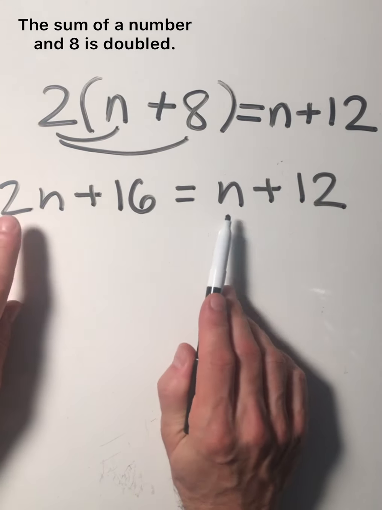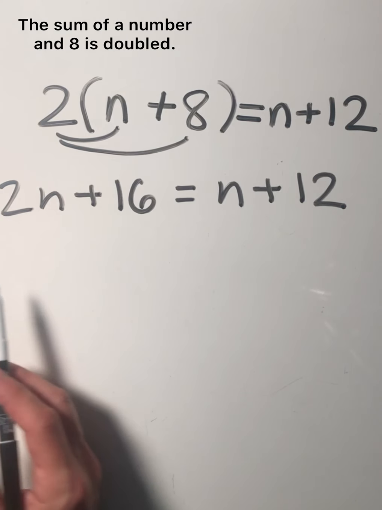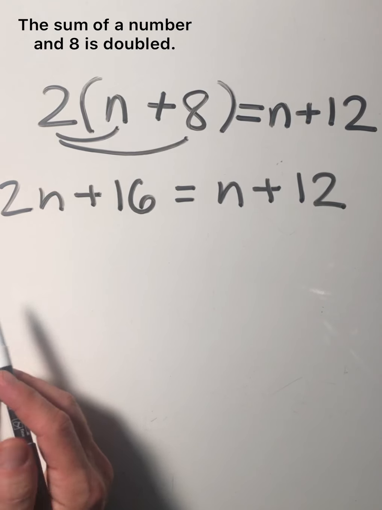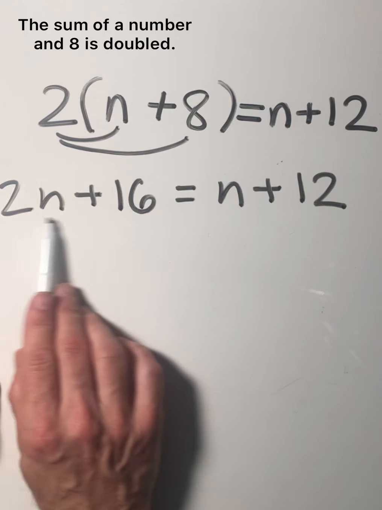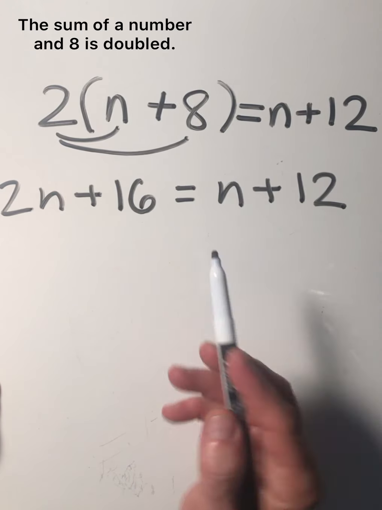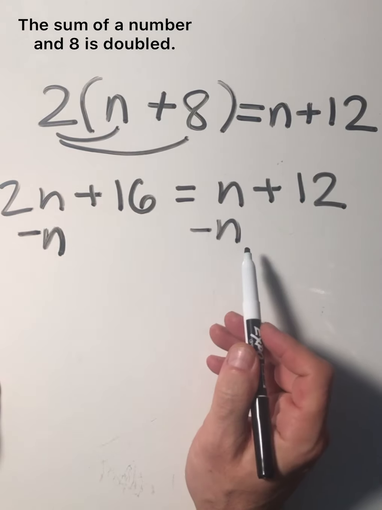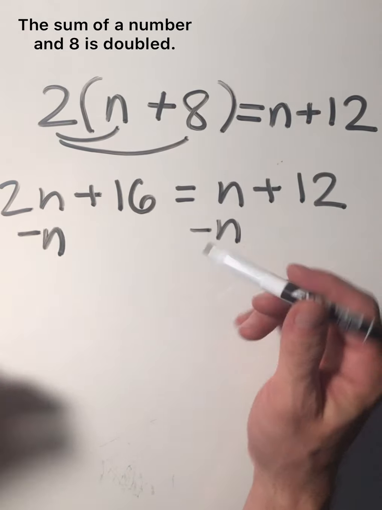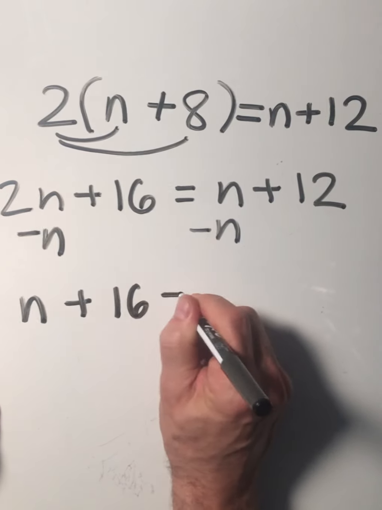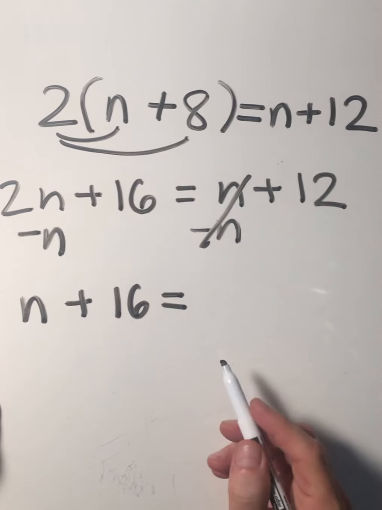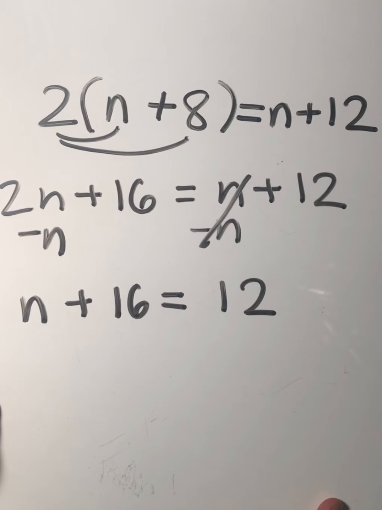We have variables on both sides of the equation, so in order to get the variable on one side of the equation, which is what a solution to an equation looks like, we will subtract the smaller variable from the larger one. We have 2n over here and only 1n over here, so we'll subtract the 1n from both sides. Again, this is an equation, we have to keep it in balance. 2n minus n is just 1n, plus 16 equals, well, n minus n cancels itself out, that's 0. So n plus 16 equals 12.